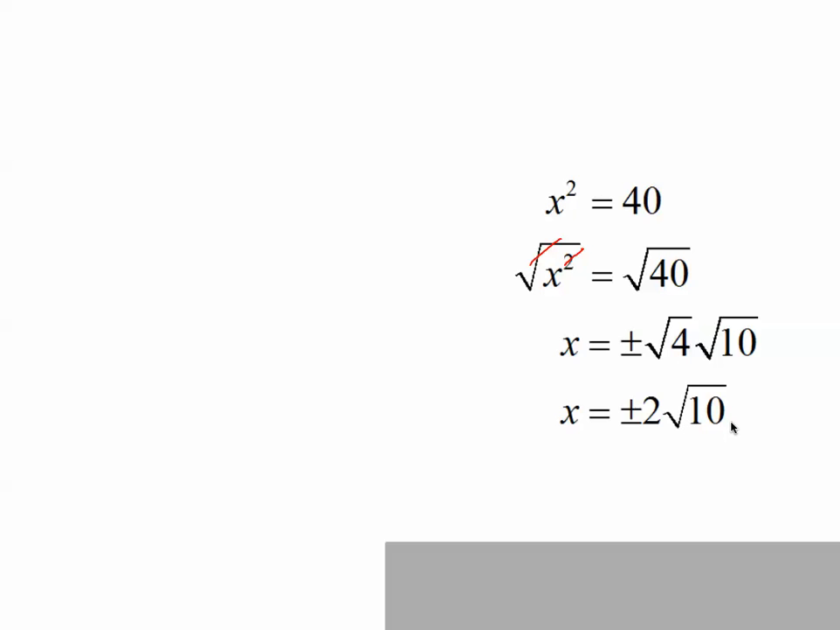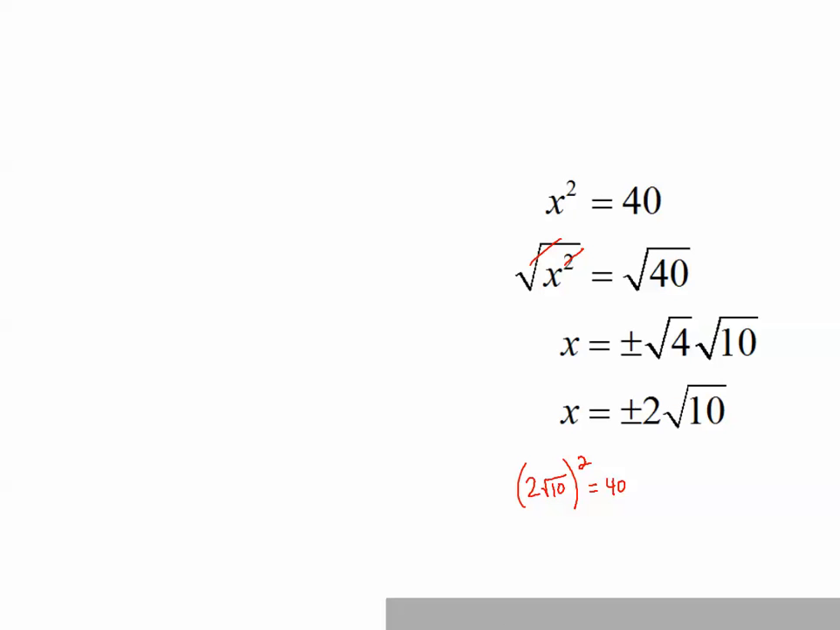square root of 10. To check our answer, we can always, in parentheses, write or type 2 square roots of 10 squared and see that when we square it, we get 40. We can also test the negative answer by typing or writing negative 2 square roots of 10 squared and see that it makes 40, which both of them will because both of them are the solution.